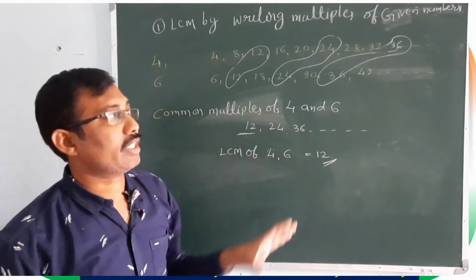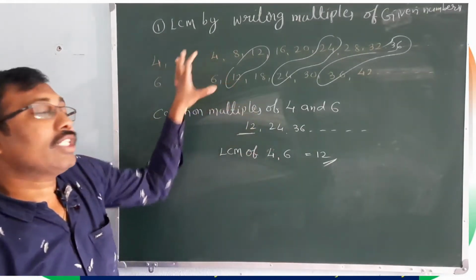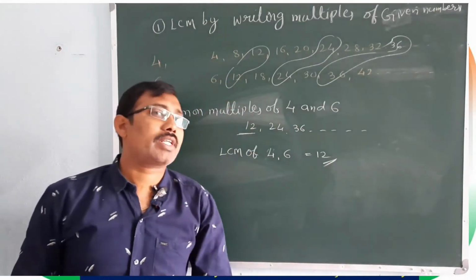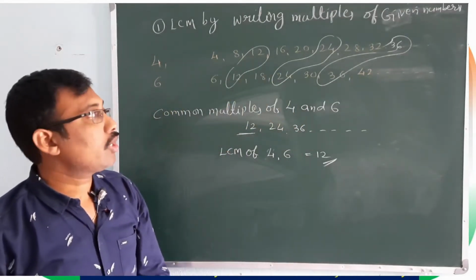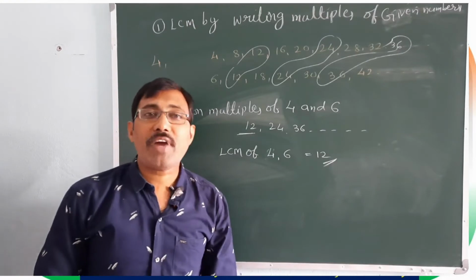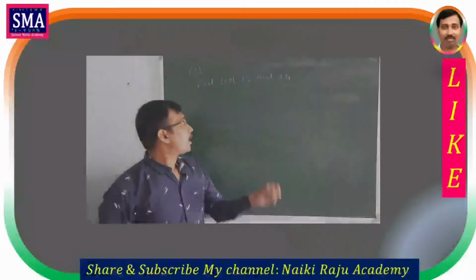Okay, this is the first method. This is a lengthy process to find the LCM. For example, with 3 or more numbers, 4 or 5 numbers, how to find it? This method is a big process. So the next method is the prime factorization method.